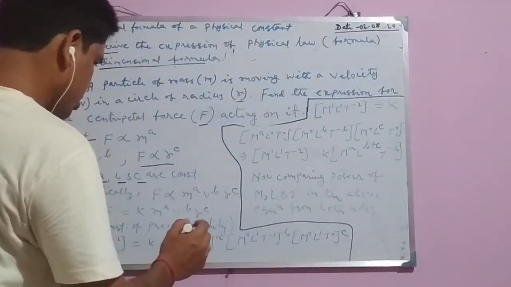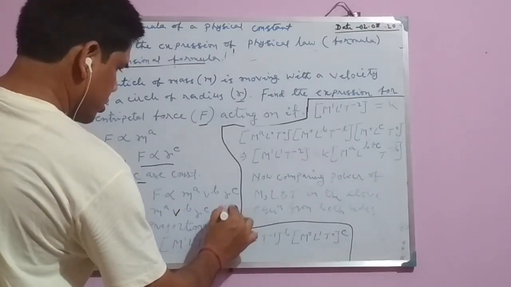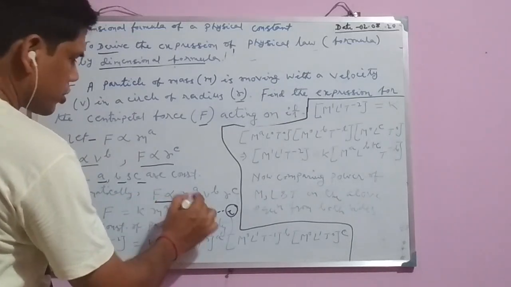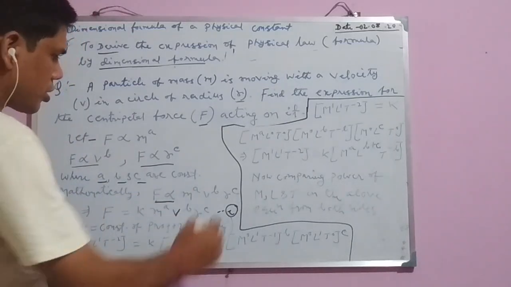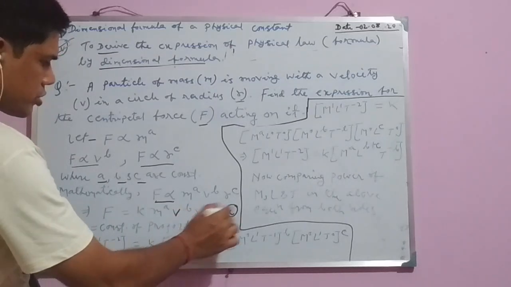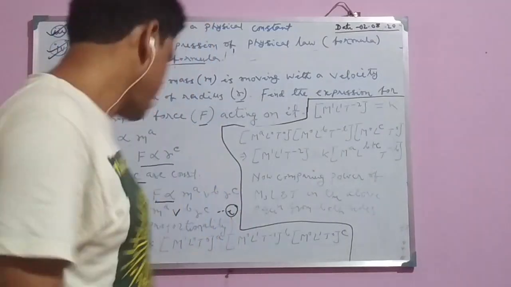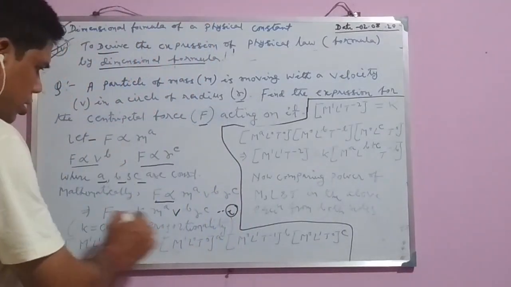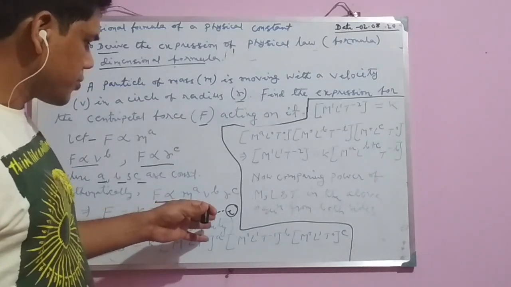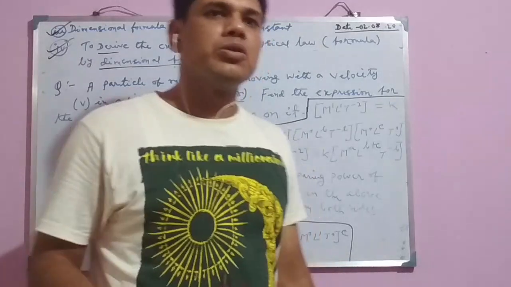This is equation number 1. Mathematically we can write F proportional to m to the power a, v to the power b, r to the power c, so F equals k m to the power a, v to the power b, r to the power c. This is equation number 1, where k is called the constant of proportionality. Now we will write equation 1 in terms of dimensional formula.